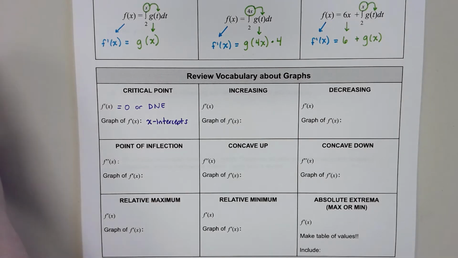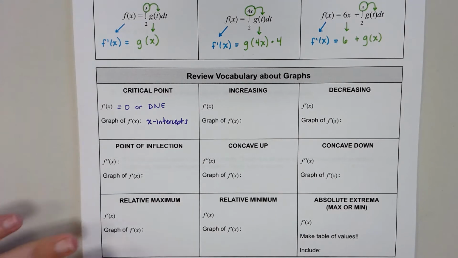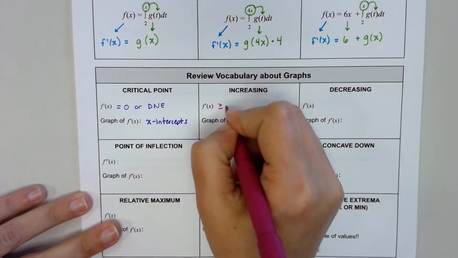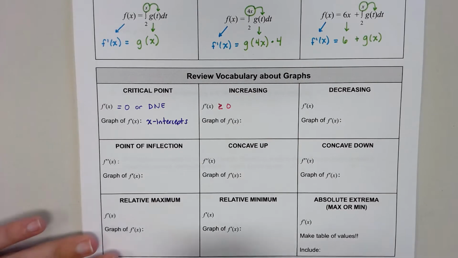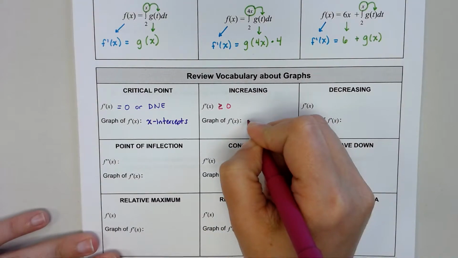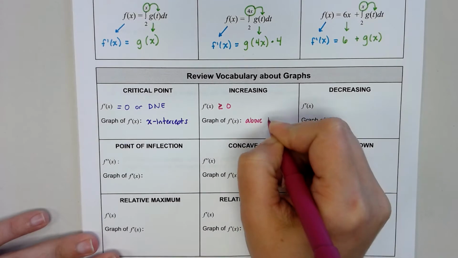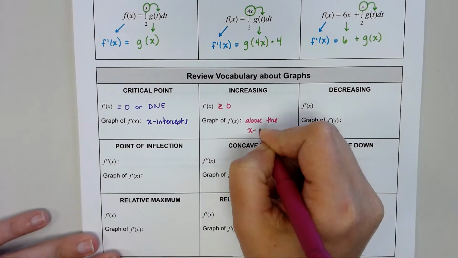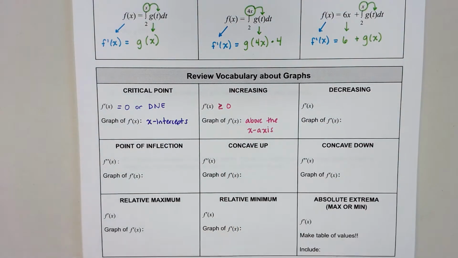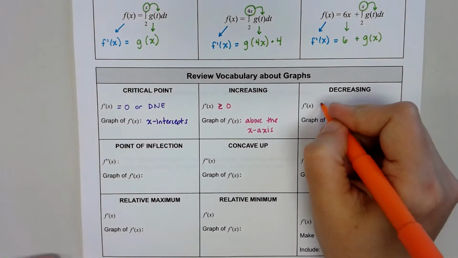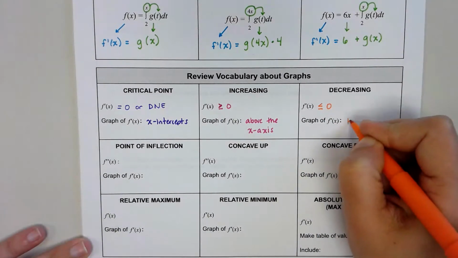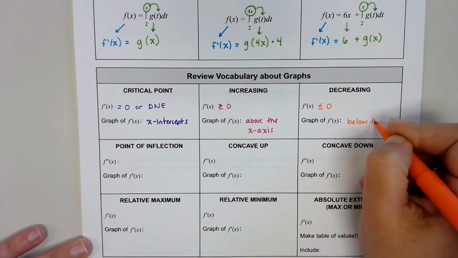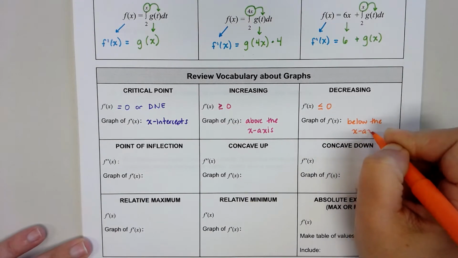We use the word increasing to describe functions that have a positive slope. So we're looking for parts of the graph where f prime of x would be greater than or equal to 0. If you're looking at the graph of f prime, these are places where you are above the x-axis. Decreasing means that our graph has a negative slope. These are going to be places where the derivative is less than or equal to 0, or places on the graph of f prime where the graph is below the x-axis.